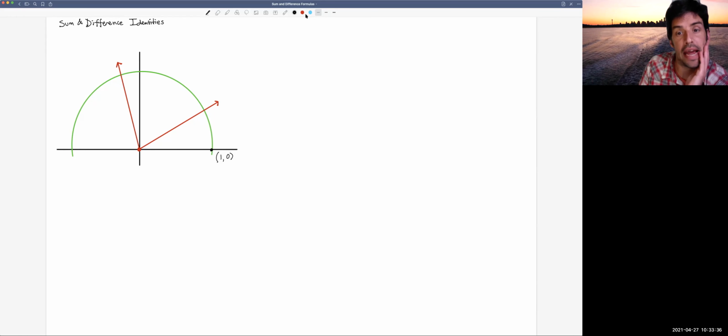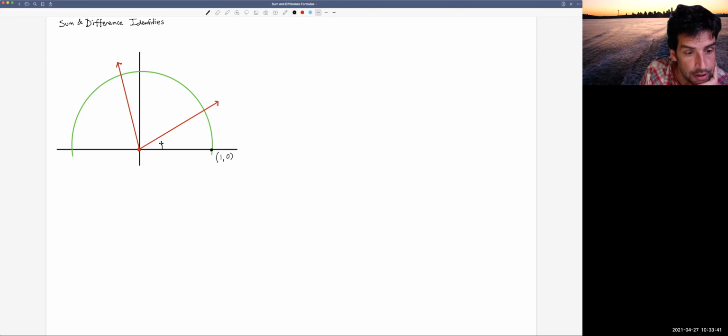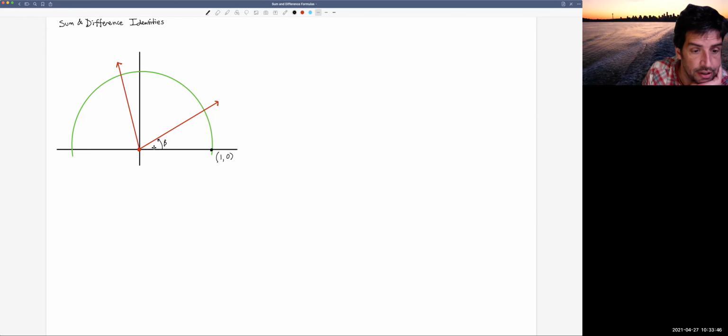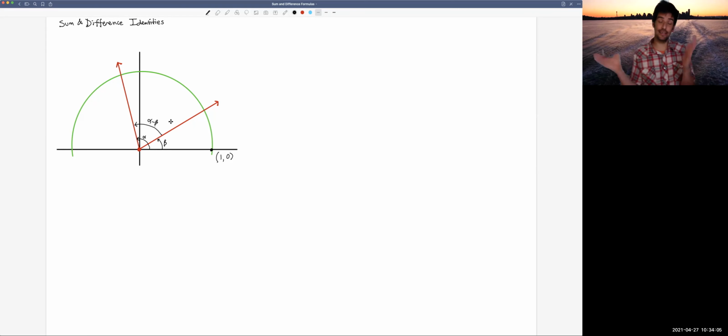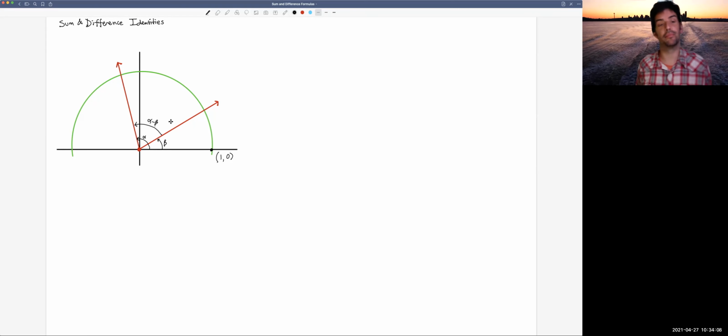And I want to label some angles here. So I'm going to call this angle beta, to that first red line. And then the angle here will be alpha. And notice that that makes this angle here alpha minus beta, right? It's as big as alpha, except taking off that part that is beta, okay?